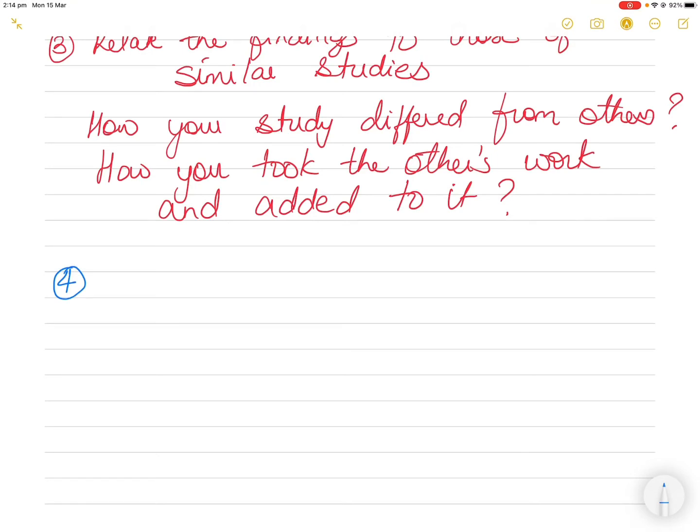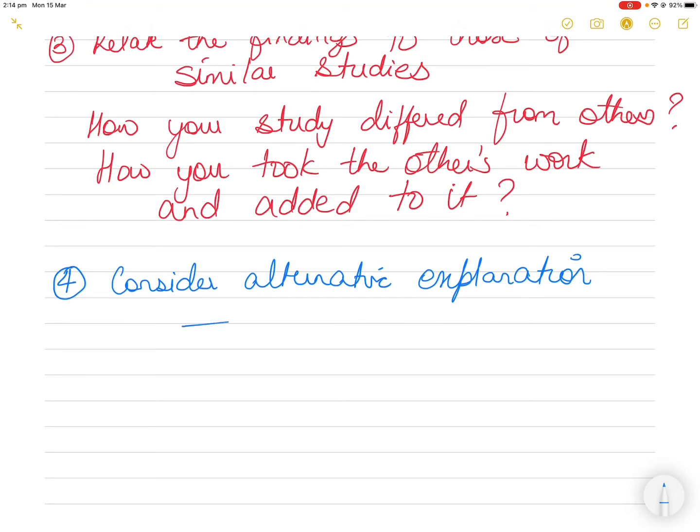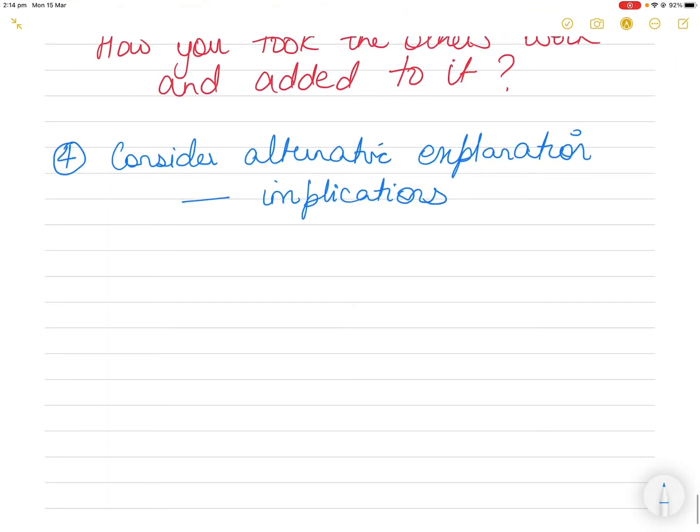The fourth thing is consider the alternative explanation. All right, a word used to describe this is talk about the implications, what it means for the people who will be interested in your study. So despite efforts to remain objective and to maintain no bias, it is considered that explanation will still fit somewhat your bias. That is what your reviewers or examiners might argue.